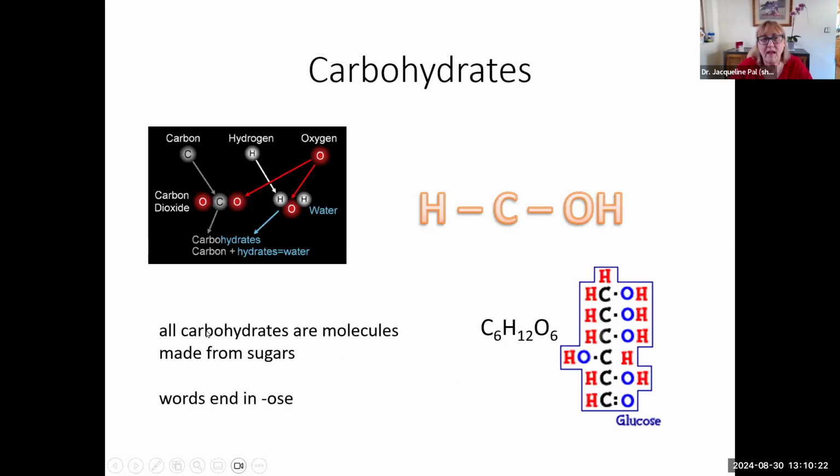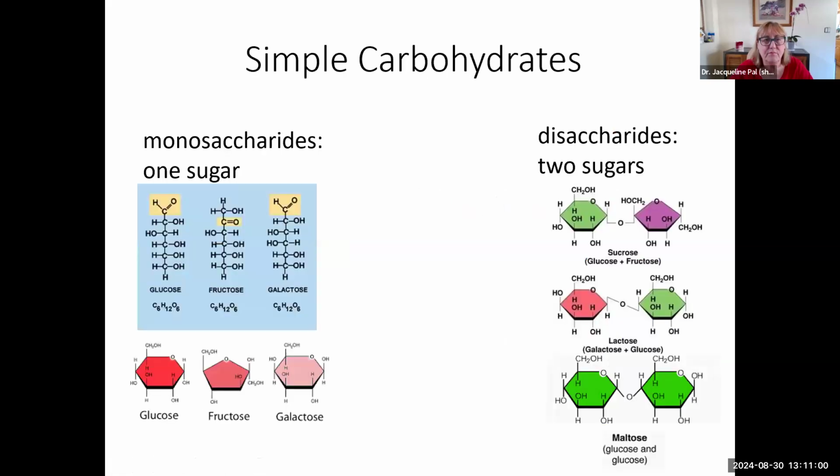C6H12O6, okay? All carbohydrates are molecules made of the building block of sugars. For this course, consider that building block of sugars to be glucose molecules. They're not all going to be glucose molecules, but enough of them are going to be glucose molecules that you can just stick with glucose. And the thing about carbohydrates, sugar molecules are words that end in -ose. Can you think of any other molecules that end in -ose besides glucose? You should be able to.